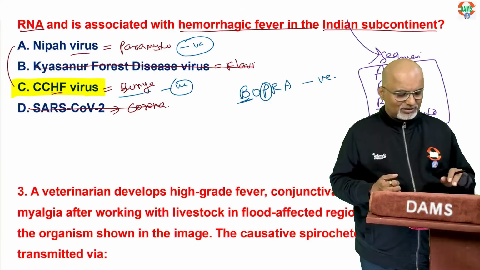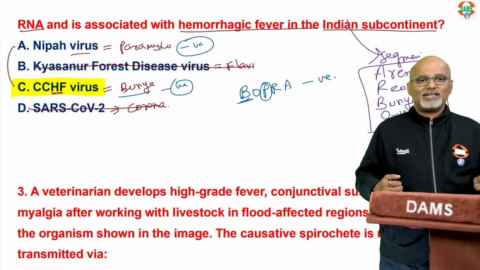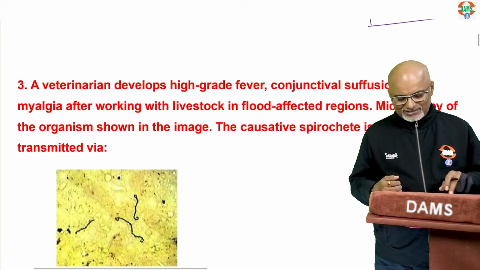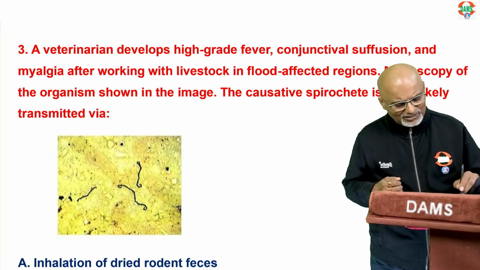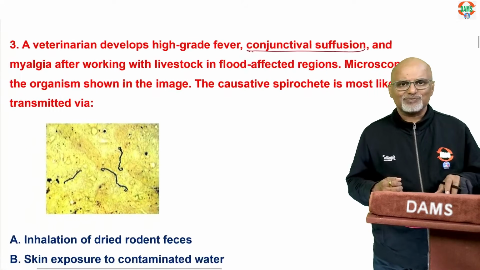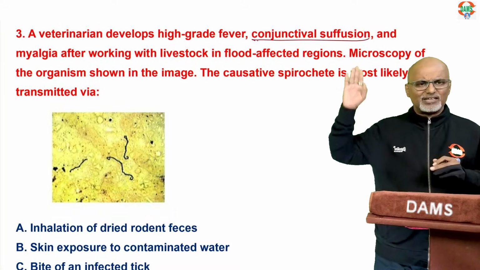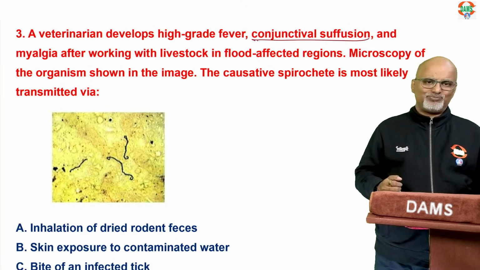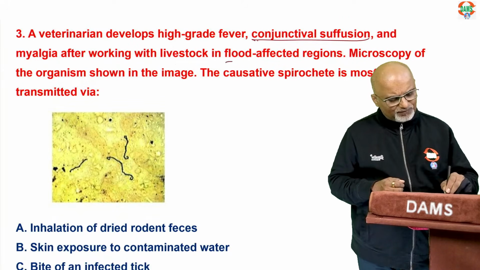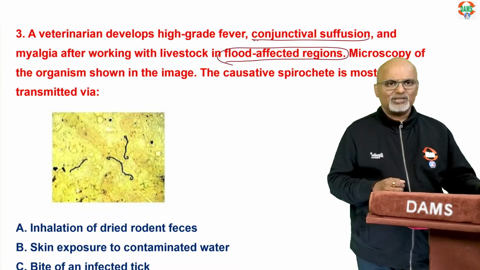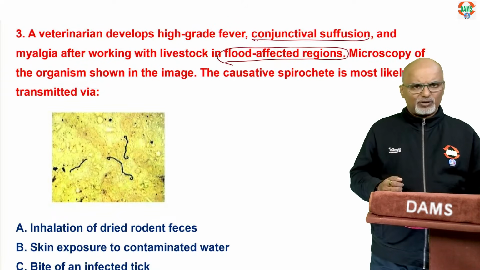Sir, what is BOPRA? Bunya, Orthomyxo, Paramyxo, Rhabdo and Arena. A veterinarian develops high-grade fever, conjunctival suffusion. Wherever the word conjunctival suffusion comes, your mind should first think of Leptospira. In the past 4-5 times the word conjunctival suffusion has come. Okay, myalgia. After working with livestock in a flood affected region, that's another clue. Monsoon, flood affected region, or taking a bath in a contaminated pond.